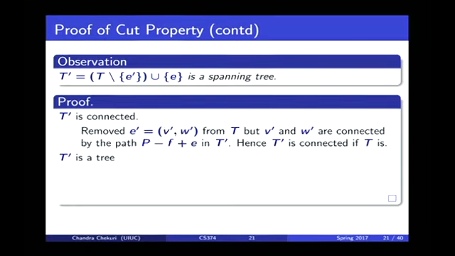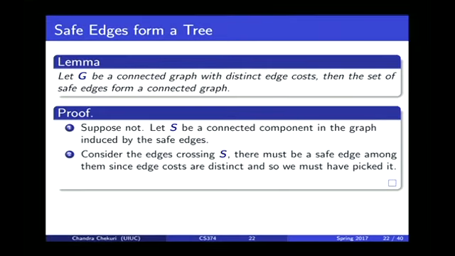The second thing we will claim is that all the safe edges must form a connected graph. If I take all the safe edges, they must form a connected graph. If you get this property, then what are we going to claim? We saw that every safe edge must be in every minimum spanning tree, and they connect the graph. So they must form the minimum spanning tree, right? Is that clear? So why should they connect the graph, if I just take the safe edges?